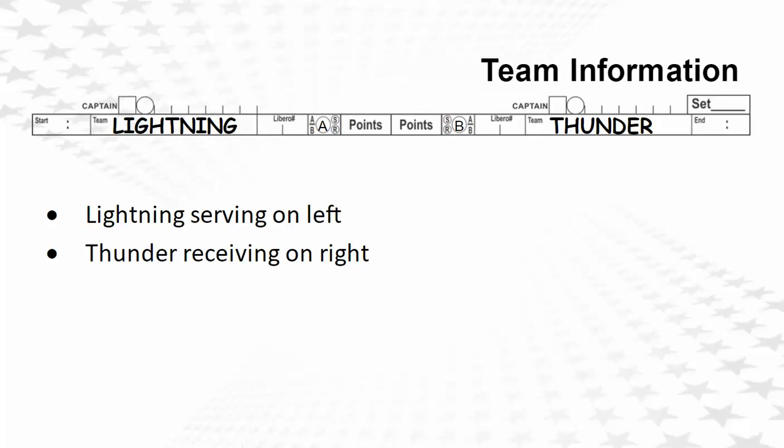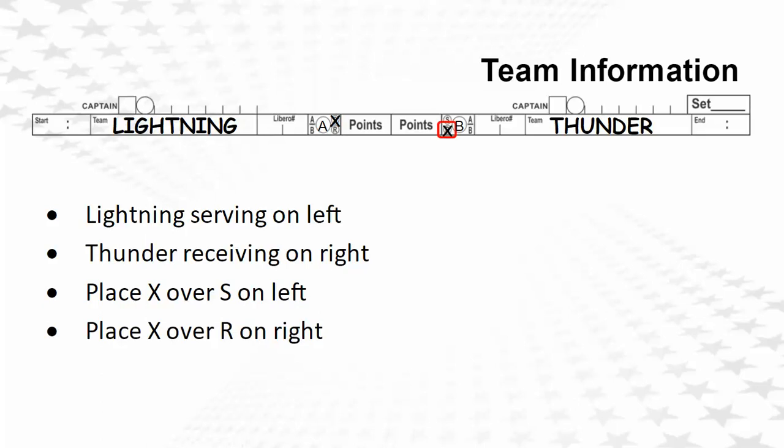In that same row, next to the A and B, you see the letters S and R in circles, one above the other. Lightning is serving first, so place an X over the circle S on the left side of the sheet to show they will be serving first in the set. This means that Thunder is receiving, so place an X over the R in the circle on the right side.